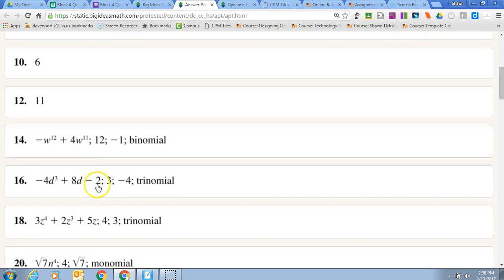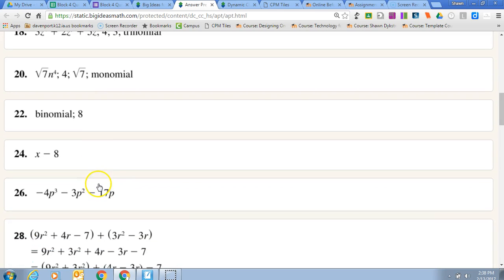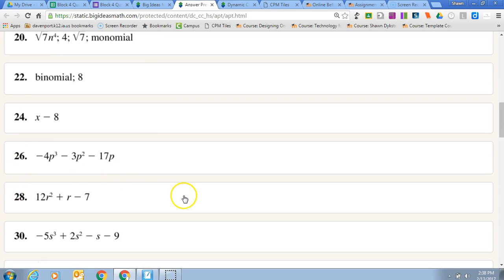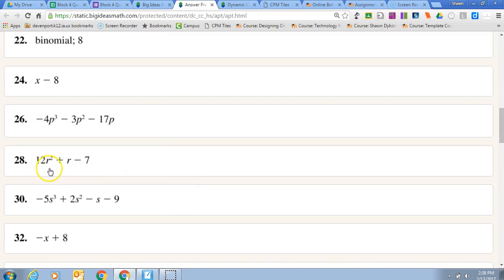Another neat feature of this is it just gives the kids a real quick opportunity to check their work, right or wrong. But let's say someone got stumped on, looks like I already uncovered number 28 there. So they 12r squared plus r minus 7. The students say, hey, I got that wrong. I'm not quite sure why.